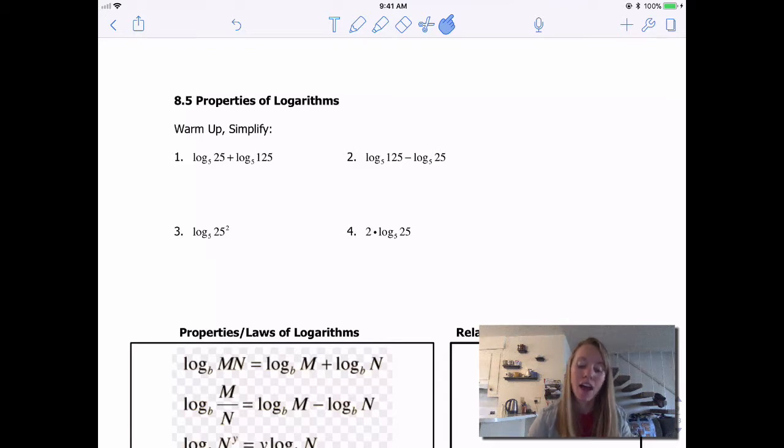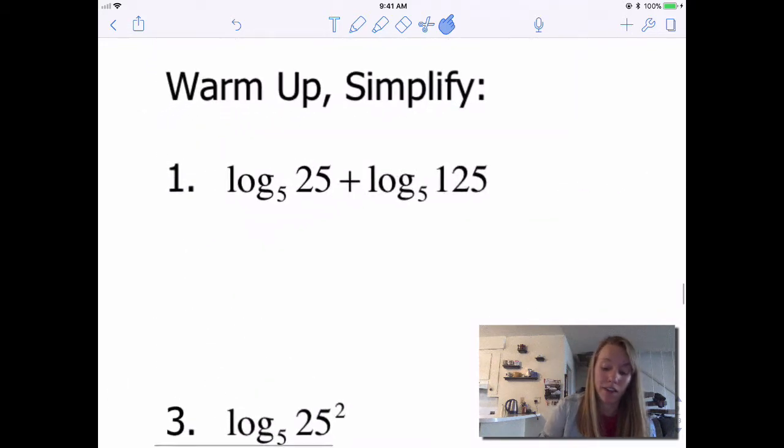Get excited. Remember from last time, when dealing with logarithms, we're really dealing with a new way of writing exponents. The mantra that we're going to have and already have had is logs equal exponents. Say it with me, logs equal exponents. And one more time, logs equal exponents. So when I'm doing this warm-up, I want you to do exactly that.